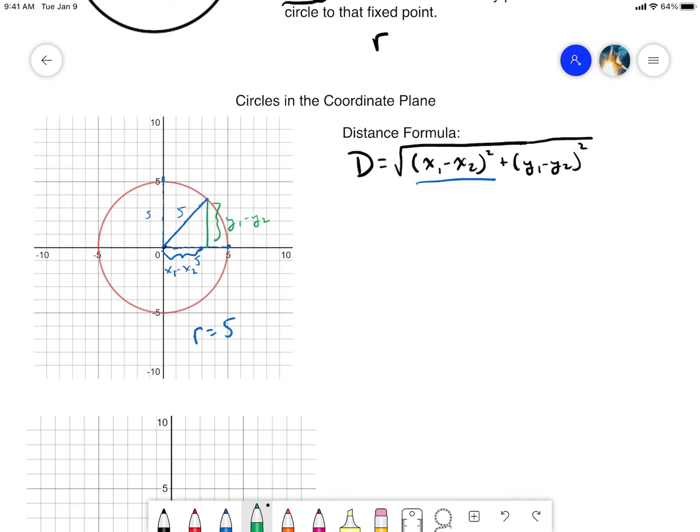To make it really look like the Pythagorean theorem, let's just square both sides. Another way that you can look at the distance formula is that the distance squared is equal to x1 minus x2 squared plus y1 minus y2 squared. So that's another way that we can look at this distance formula.